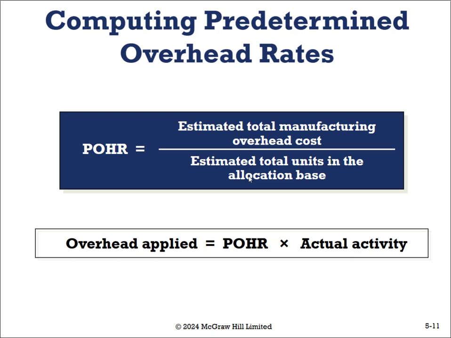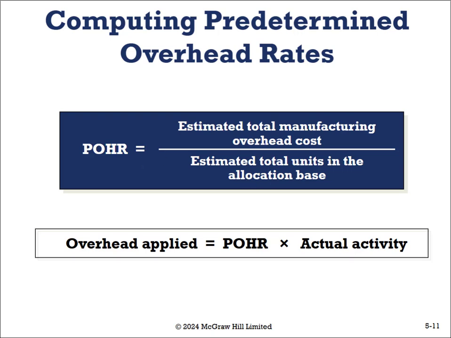Ideally, this allocation base is a cost driver that causes these overhead costs. The cost driver is a factor that causes the overhead costs to occur. If the base does not drive costs, then the overall predetermined overhead rate is not going to be accurate. A common allocation base that is used tends to be direct labor.